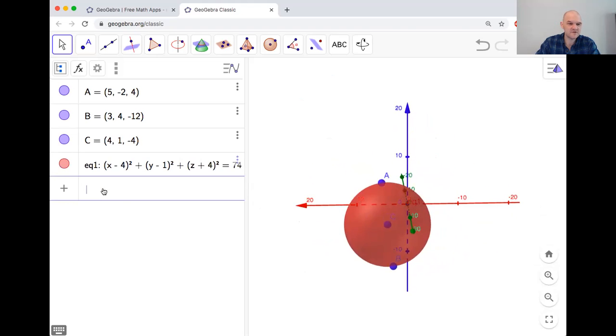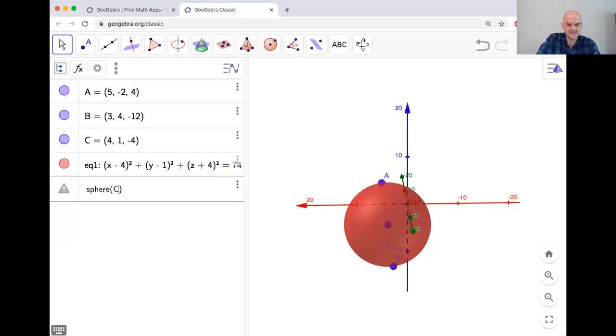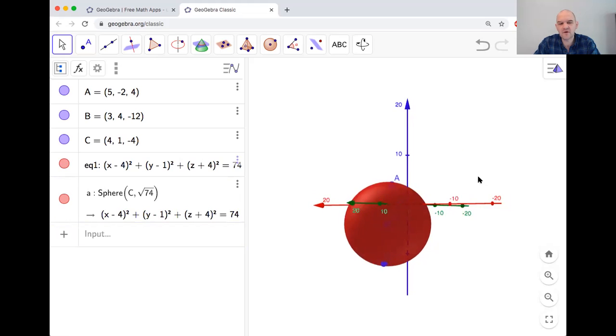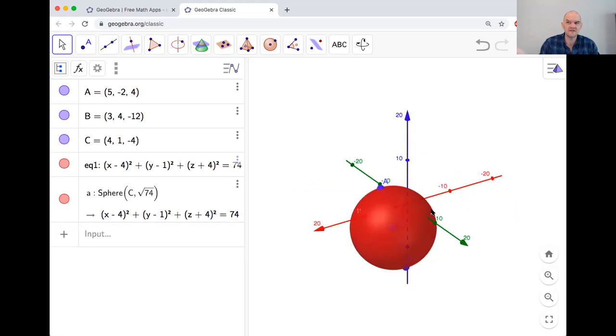Let's see if there's a sphere command. There is: sphere, point, radius, or point, point. Okay, so the center is the first thing that you put. So the center for me is actually C, and then the radius is the square root of 74. So that's just, again, multiple ways. You've got to know multiple ways of doing things so you can check them, or sometimes one is easier than the other. It's almost always easier to use a built-in thing than to type in your equation, but who knows?